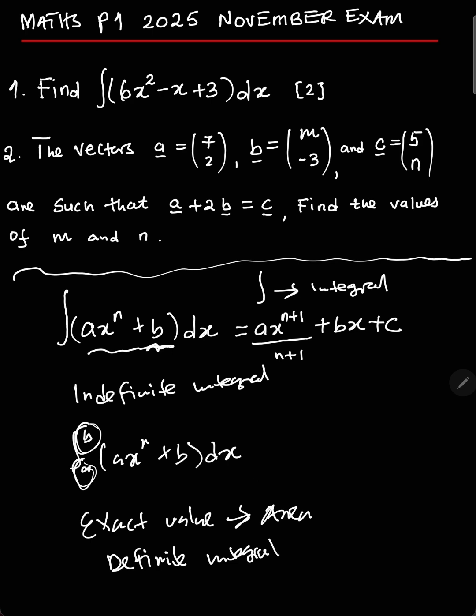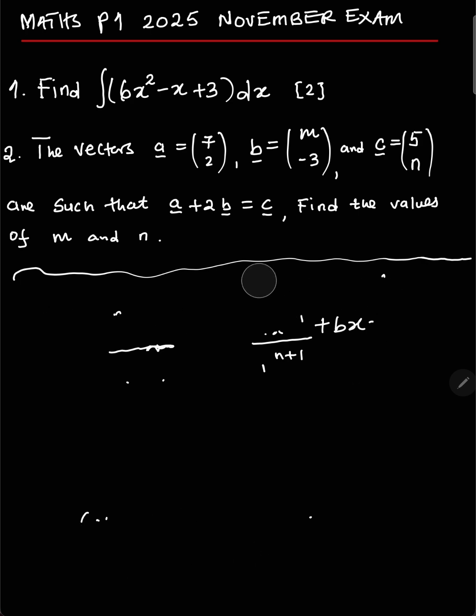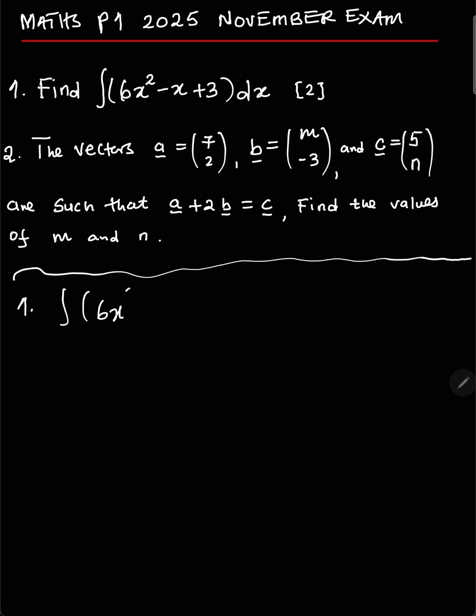So let me just solve this question based on what I've explained here. Let's see how we can apply this information to solve the question that we have today. Okay, so we want to integrate this function. Solutions. So we have the integral now of 6x squared minus x plus 3 dx.